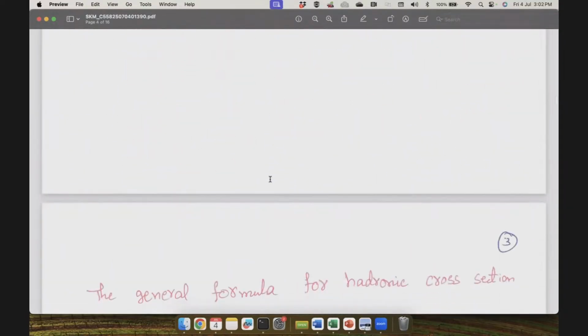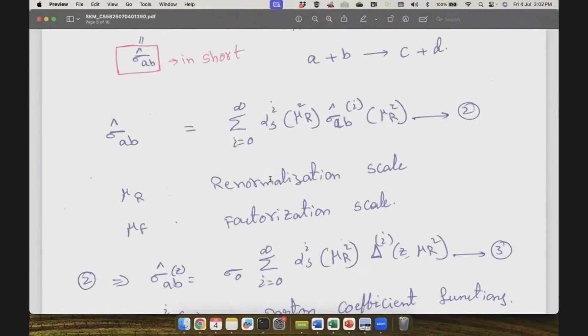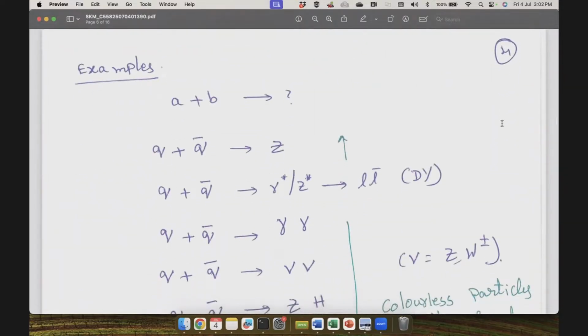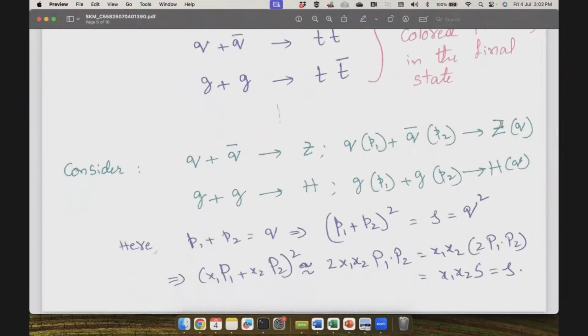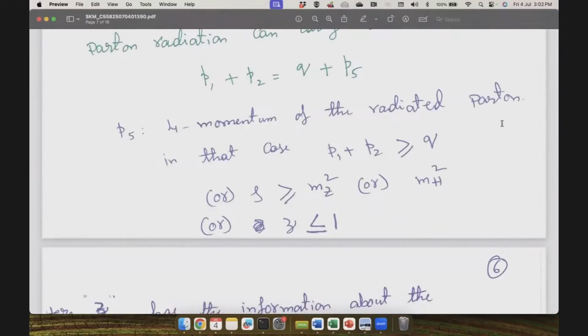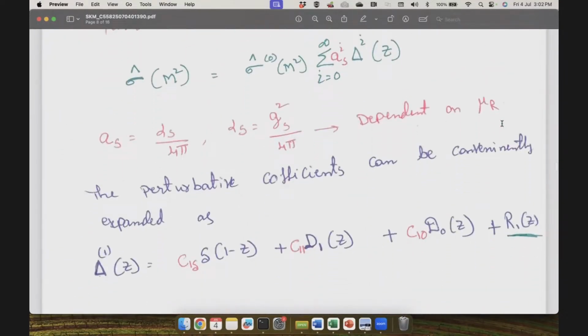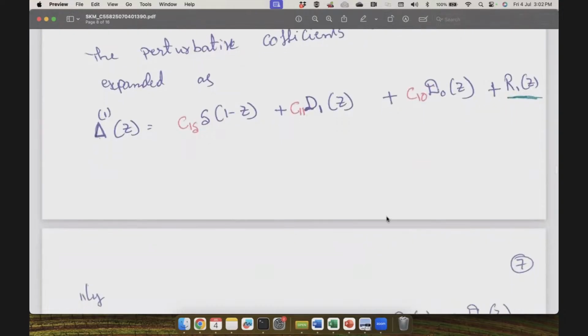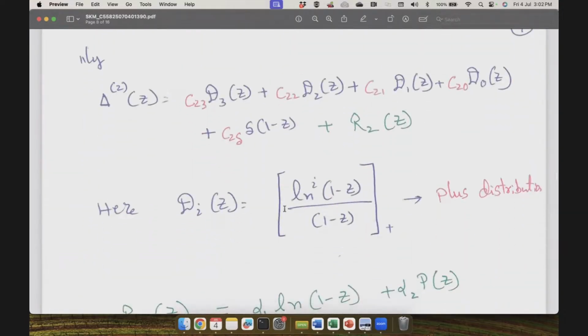Any other question? Sir, what is R1 of z, what you are writing at the end? That is on page 4 or 5, I think, where you write delta equal to D1, D0. So what is R1 of z? This curly D1 and curly D0, these are the ones I am telling you. The definition of any curly D is this. So these are the structure dependence: log of 1 minus z by 1 minus z.